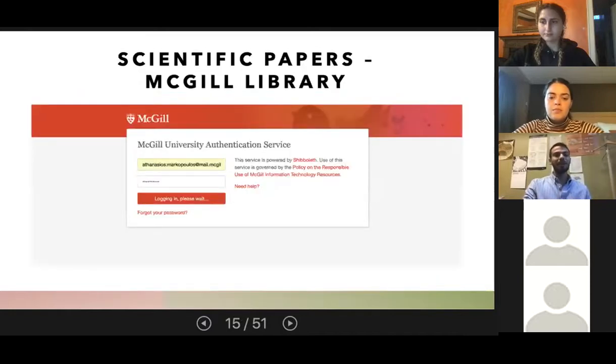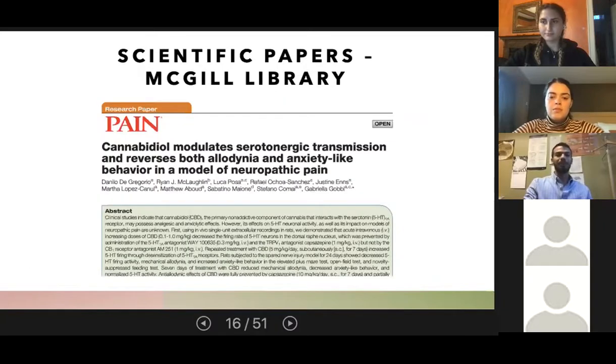And then after that, you'll have to put in your McGill credentials. Finally, you end up with a full paper. And if your computer is connected to the McGill Wi-Fi, it'll automatically give you access to the full article directly from PubMed or Google Scholar. But if you're at home and you still need to access these things, you can do it like this.